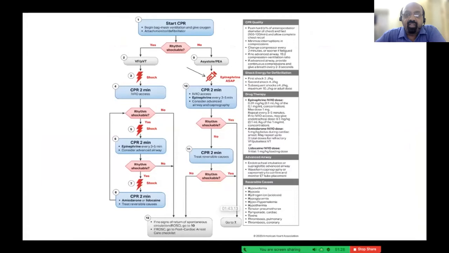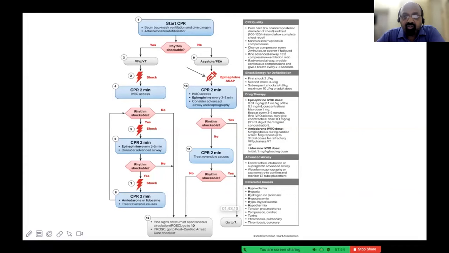This is the cardiac arrest algorithm Dr. Vandana showed in the beginning, and you would have seen this. There are two pathways. One is for a non-shockable rhythm, which is asystole and pulseless electrical activity. And another one is for the shockable, that is ventricular fibrillation and pulseless ventricular tachycardia. All right, so the sequence, when we go through the demonstration also, we'll be seeing that.